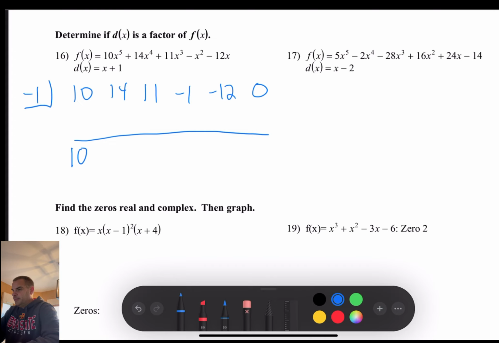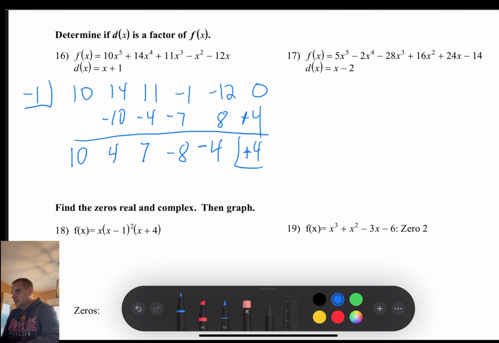I'll bring down the 10. Negative 10, 4, negative 4, 7, negative 7, negative 8, 8, 4, negative 4, negative 4. Double check your math. That should be negative 4, making that positive 4, but it's irrelevant. It's still no. Since there is a remainder in there, the answer is no. If there's no remainder, it's yes. If there's a remainder, it's no.